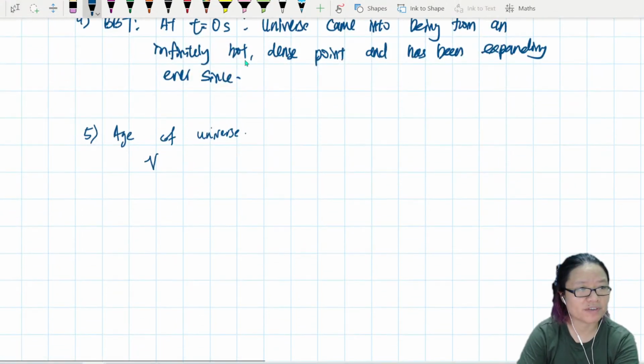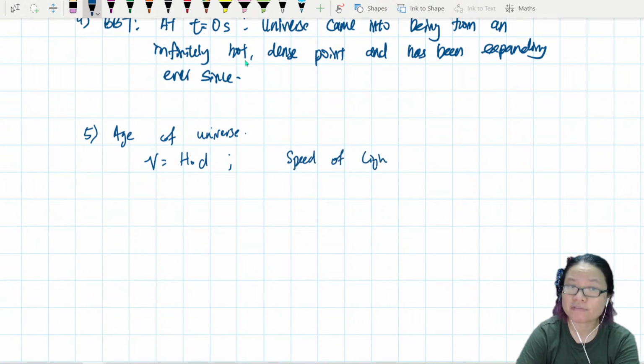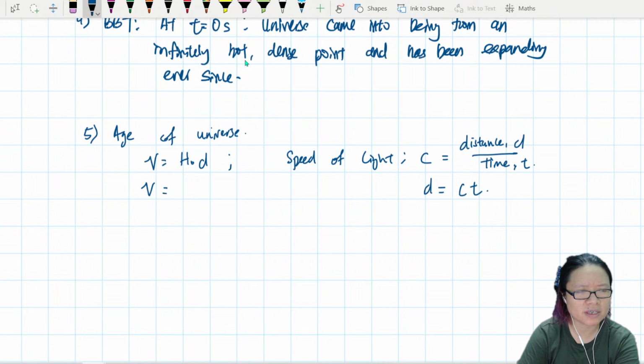So I know that V is equal to h naught d. But also at the same time, the speed of light that travels to us, c, is equal to distance d over time t. So I can say d is equal to ct. So I'm going to put this inside: V is equal to h naught times c times t.